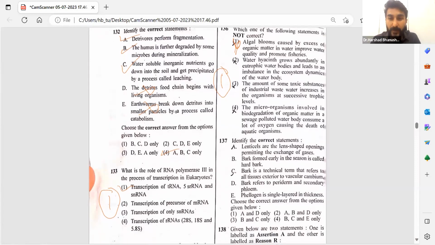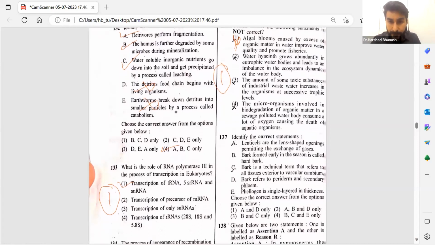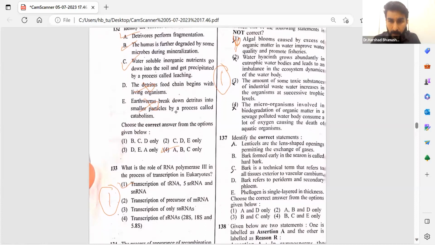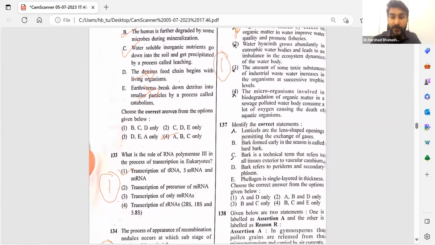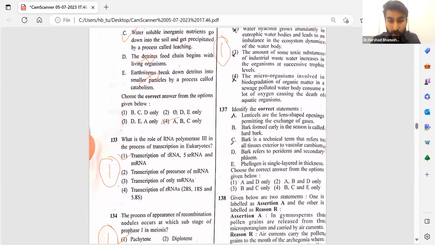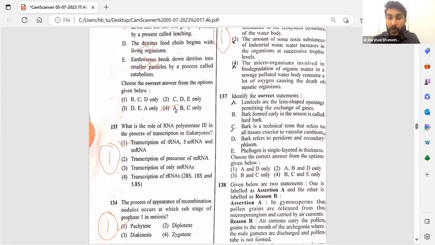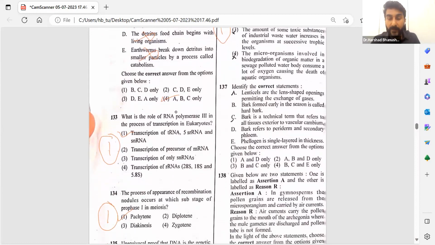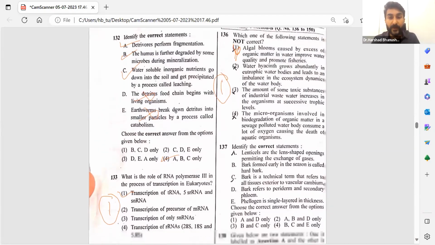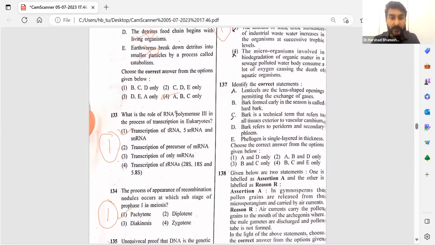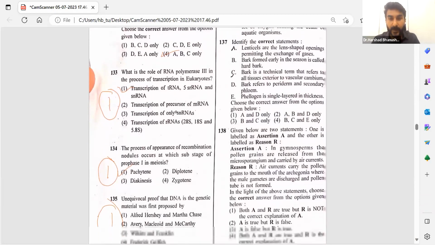Water hyacinth grows abundantly in eutrophic water bodies and leads to an imbalance in the ecosystem dynamics. That's a correct statement, mind you. Amount of some toxic substance of industrial wastewater increases at successive trophic levels. That's correct. That's biomagnification. Microorganisms involved in biodegradation of organic matter in a sewage polluted water body consume a lot of oxygen. Yes, that's a correct statement. BOD is the concept. So they have told you to find out the incorrect statement. We mark the first option as the incorrect statement.